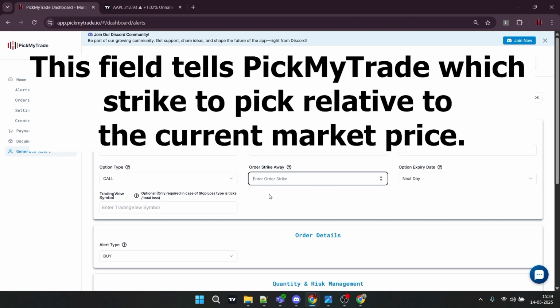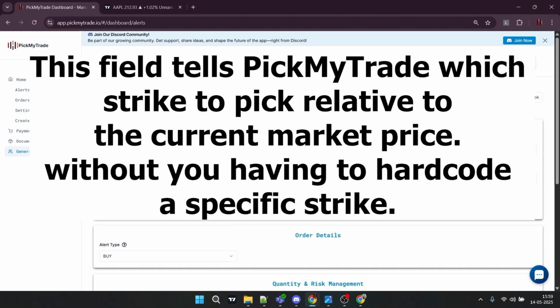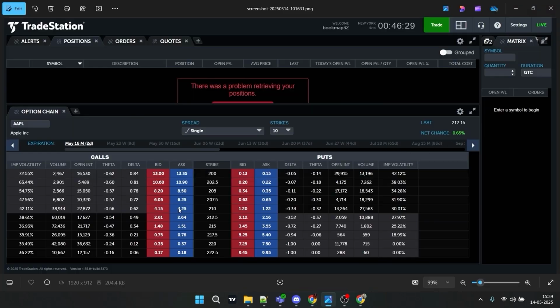Now, here is the order strike away. This field tells PickMyTrade which strike to pick relative to the current market price, without you having to hardcode a specific strike. So here I am on TradeStation, and I choose Apple for our example. Here the market price is showing as 212.15. So let's start with a call strike.